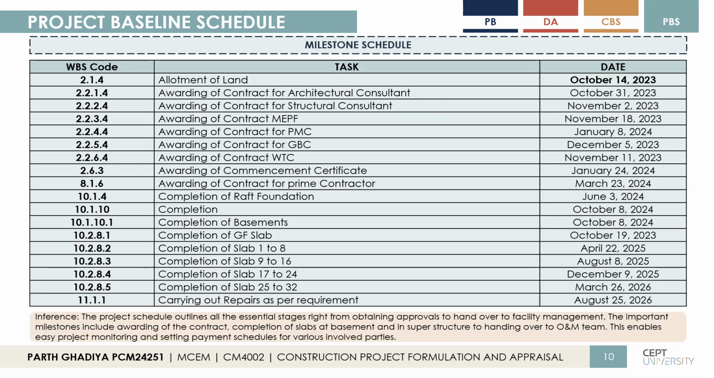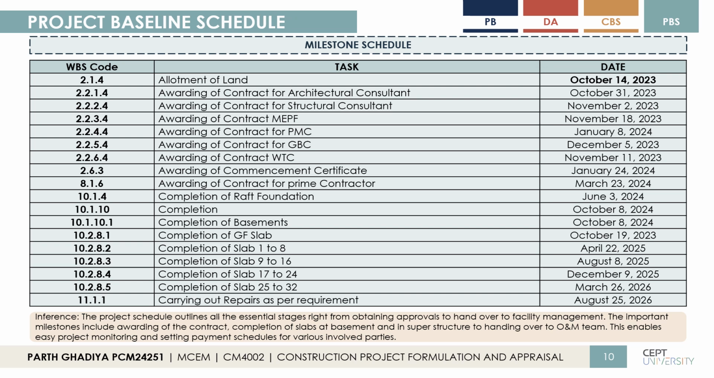Now moving to the milestone schedule. The milestone schedule provides a detailed breakdown of the project timeline, covering the various stages from land allotment to facility management handover. Key milestones. Land allotment. The project commences with the allotment of the land on 14th October 2023.